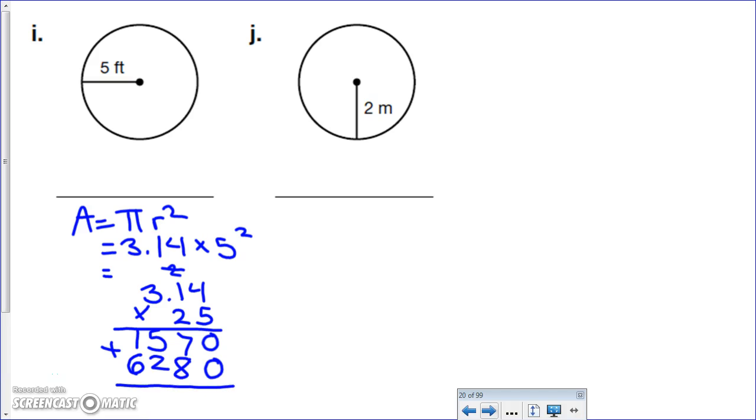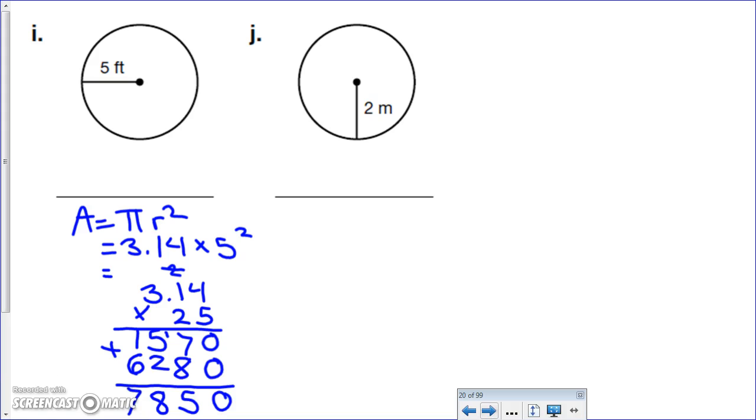Then we're going to add the partial products. 0 plus 0 is 0. 7 plus 8 is 15. 1 plus 5 plus 2 is 8. And 1 plus 6 is 7.